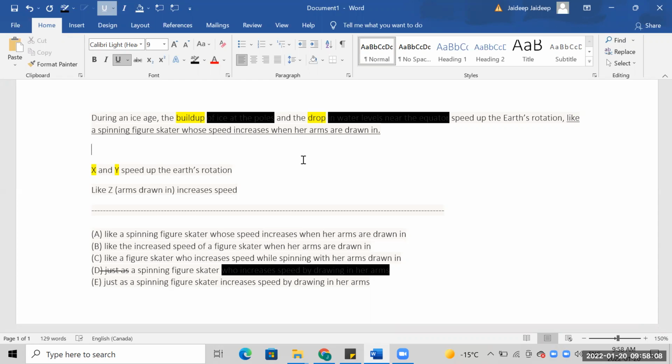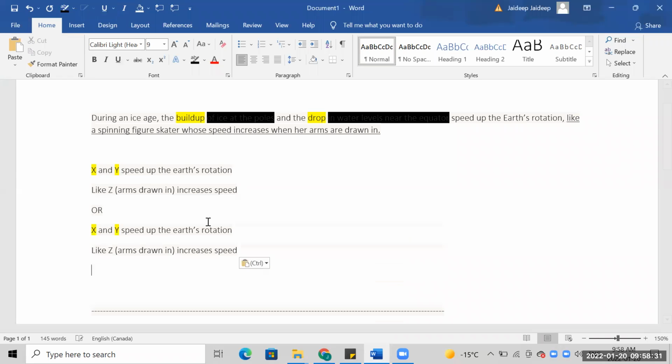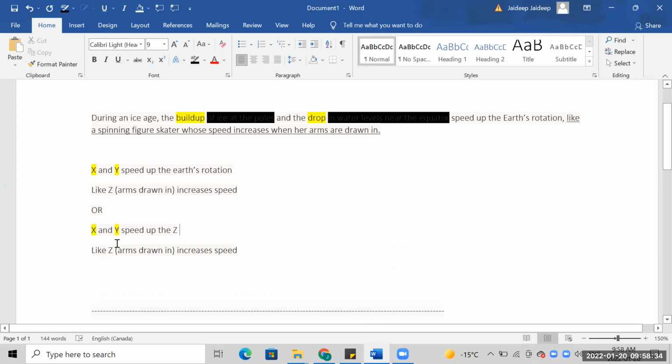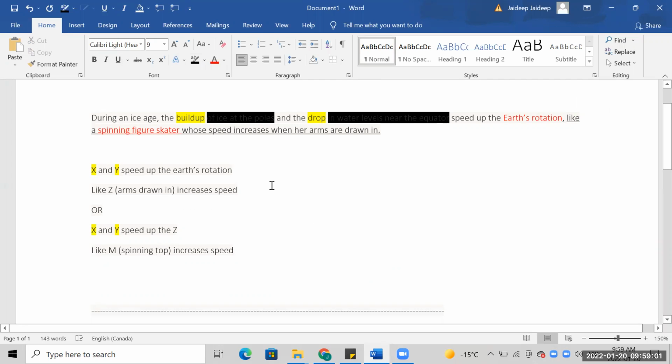So the rotation is like a speed up. Speed up the Earth's rotation. What are you comparing? Are you comparing X and Y speed up the Earth's rotation like Z, or X and Y speed up Z like M, a spinning top whose speed increases? Aha, so you're actually comparing Earth's rotation to a spinning top whose speed increases.